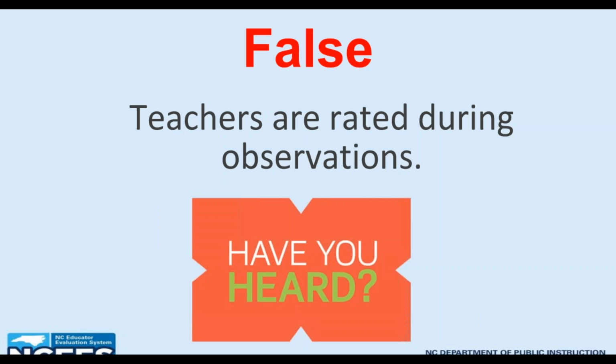Next, teachers are rated during observations. Teachers are rated only on the summative evaluation at the end of the school year. After an observation, teachers become focused on the descriptors that are marked within each of the rating categories. It is so important for us to remove the discussion around ratings during our post-observation conversations and concentrate on the feedback for improvement based on each of the indicators that we've marked.